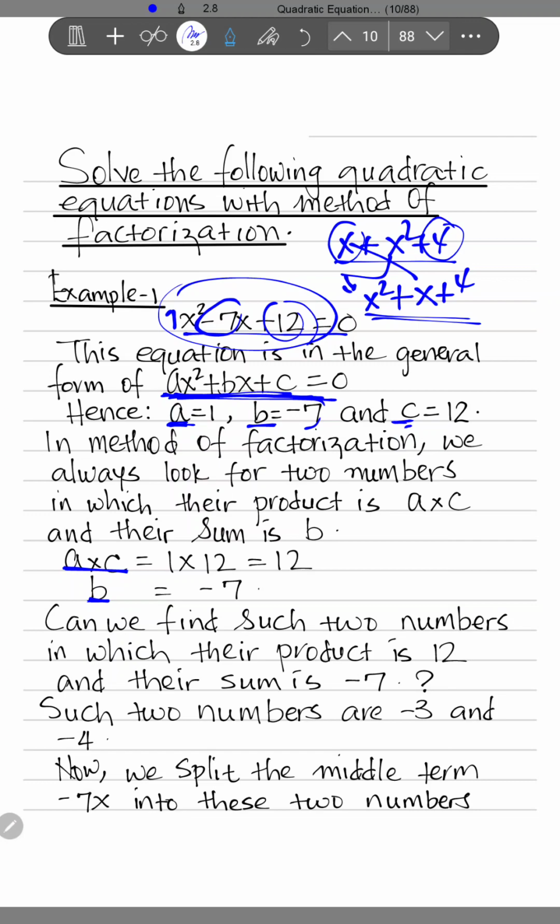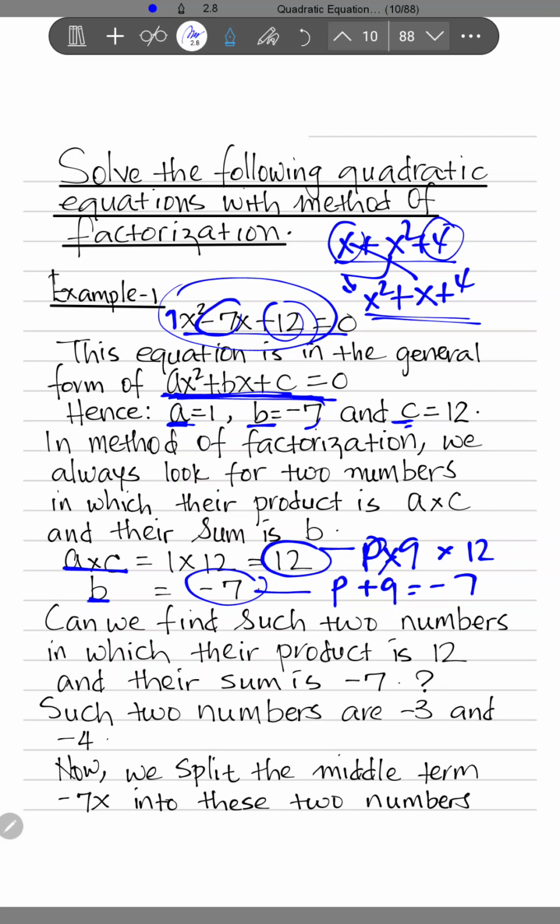Can we give two numbers which, when we multiply them, give us 12 here? Say these are P and Q. When we multiply them, it gives you 12. When you add them, P plus Q, it gives you minus 7. Multiplication gives you 12. What are these two numbers?